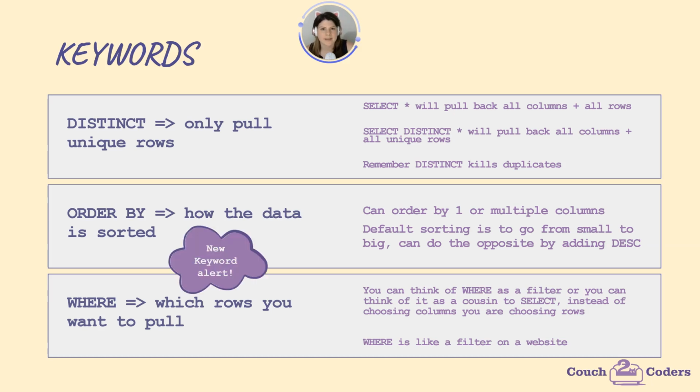Where is kind of like the opposite of select. So where select, we are pulling columns that we want to look at, where tells us which rows we want to select. So you can think of select as pulling columns going vertically and where pulling rows going horizontally. And where is also like a filter on a website, which you've probably used in your own day-to-day life without realizing it.